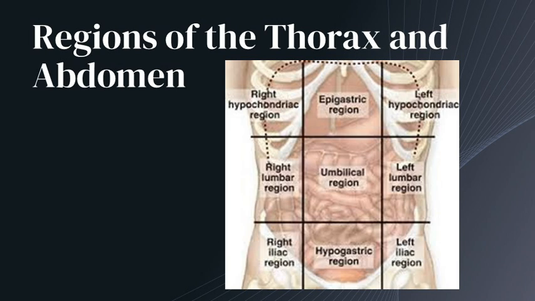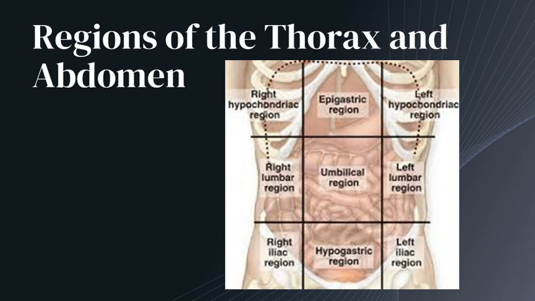Ah, okay, I see it on slide 14. Looks like a tic-tac-toe board laid over the torso. So how did these squares get their names? Okay, let's walk through it. Think top row going from the person's right to left. You have the right hypochondriac region. Hypo what? Hypochondriac. Hypo means below.